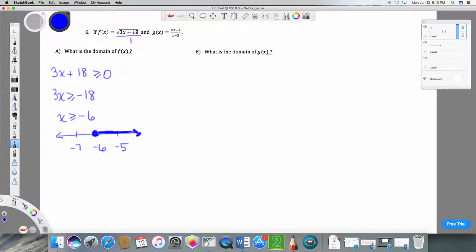I get an output. If I plug in some number that's bigger than negative 6, say 0, 3 times 0 is 0, and the square root of 18, that's a positive expression, 3 radical 2. And I could do that all day. If I plug in something like a negative 7, 3 times negative 7 is negative 21. Negative 21 plus 18 is negative 3. And within the set of real numbers, I can't take the square root of negative 3. So it makes sense that the domain of f is negative 6 or larger, from negative 6 to infinity.